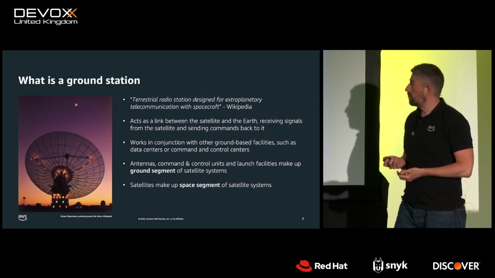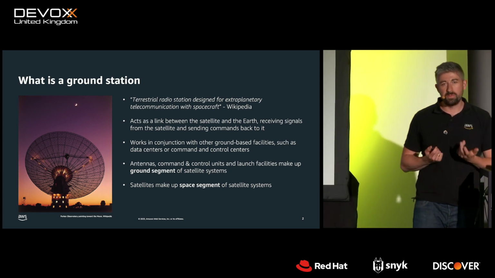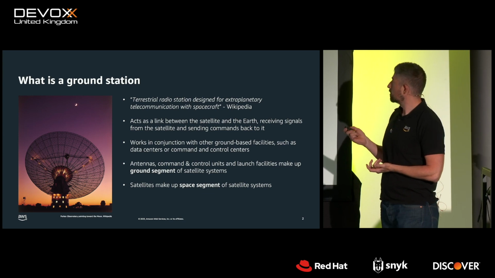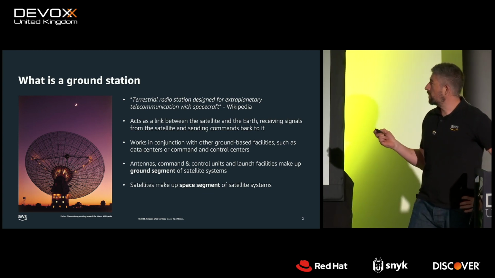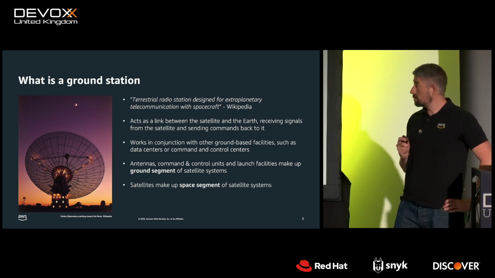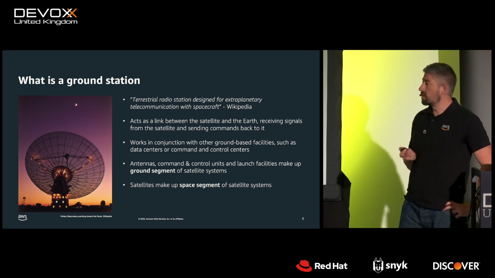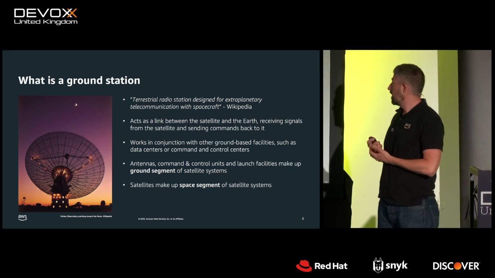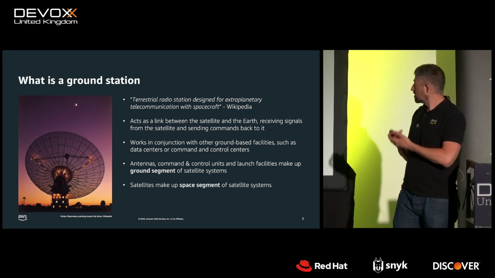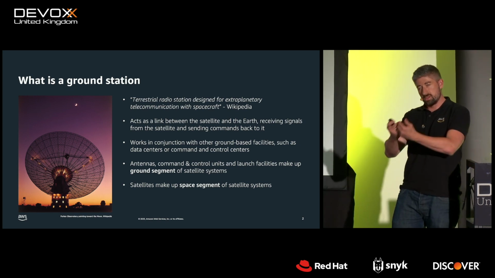So to start off, I'd like to speak about what a ground station actually is. The Wikipedia definition would be it's a terrestrial radio station designed for extraplanetary telecommunication with a spacecraft. That is right. But there's a simpler way to put it, and it acts as a link between a satellite and the Earth. It receives signals from the satellite and sends commands back to space, controlling the satellite and retrieving data.